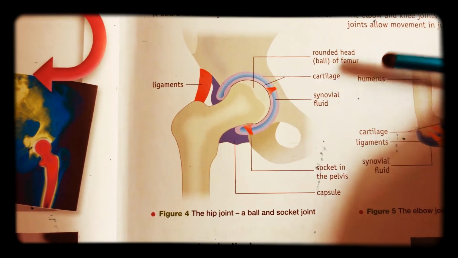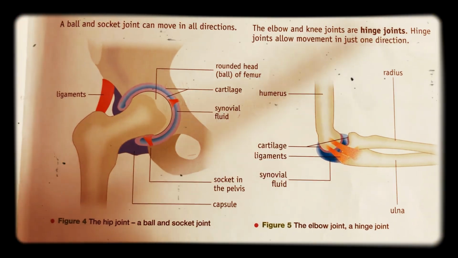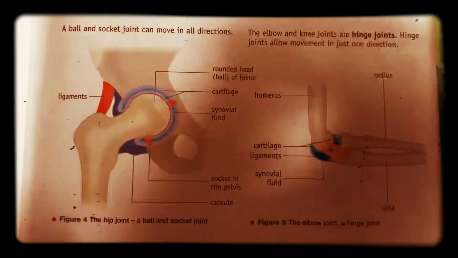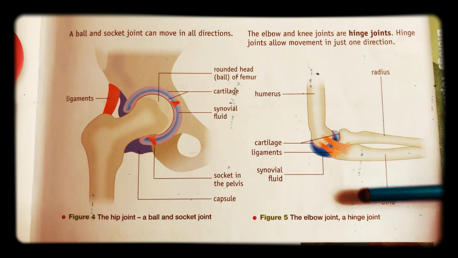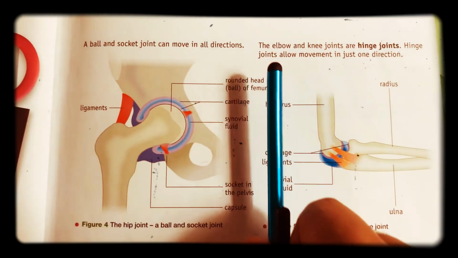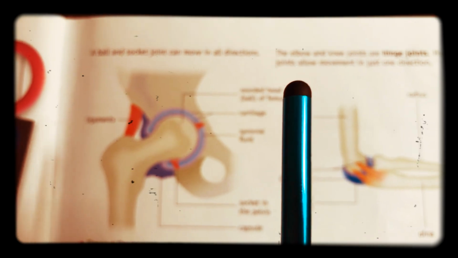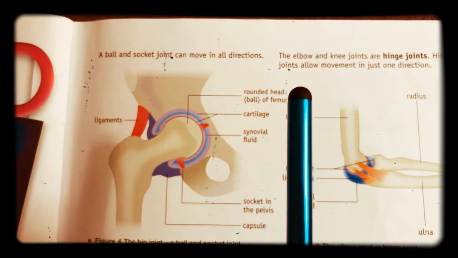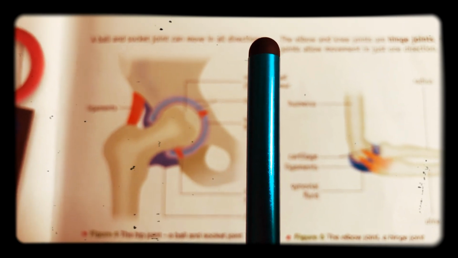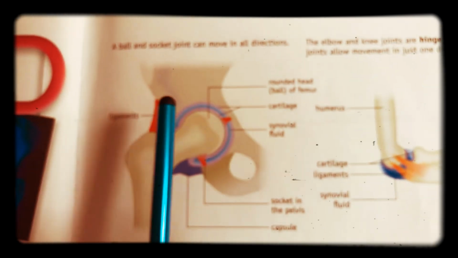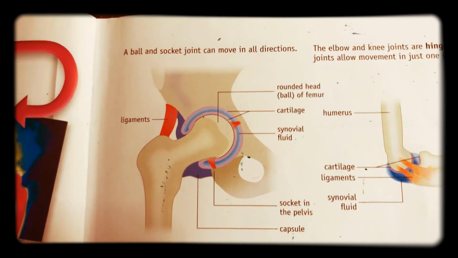This is a ball and socket joint. These are the hinge joints. Make sure that you can label each one. Try and get all of these labels done. See if you can get all of those labels done. There we go. Try and label all of those, and then you've got that one done. Here we go, ligaments.